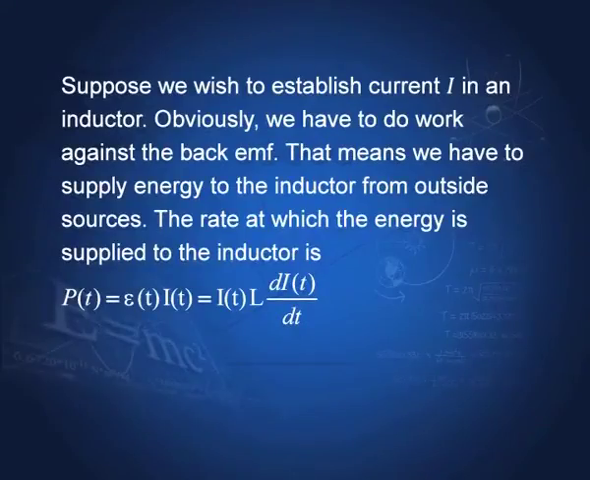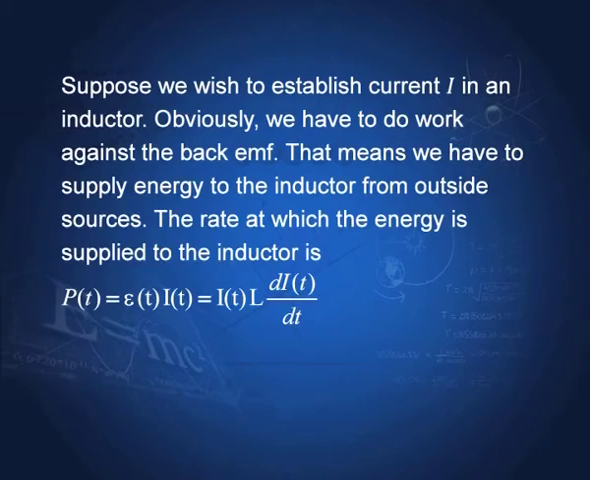Now, suppose we have to establish current I in an inductor. You see, we start with 0 current and then we want to establish current I in the inductor. Obviously, we have to do work against the back EMF, because as soon as we try to increase the current, there is a back EMF which tends to reduce the current. That means we have to supply energy to the inductor from outside sources.